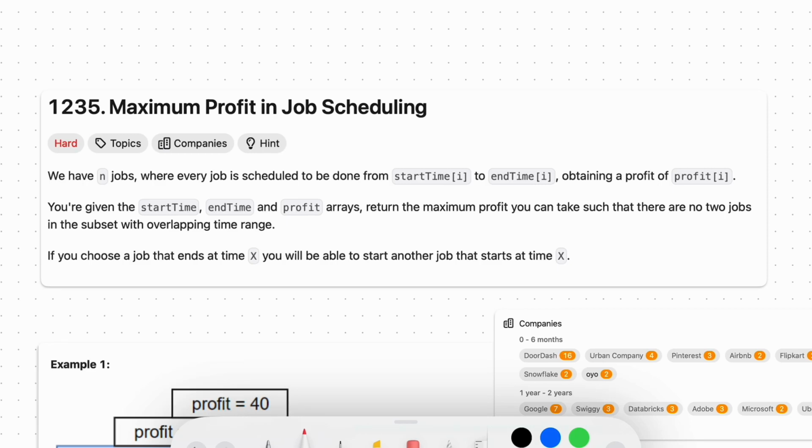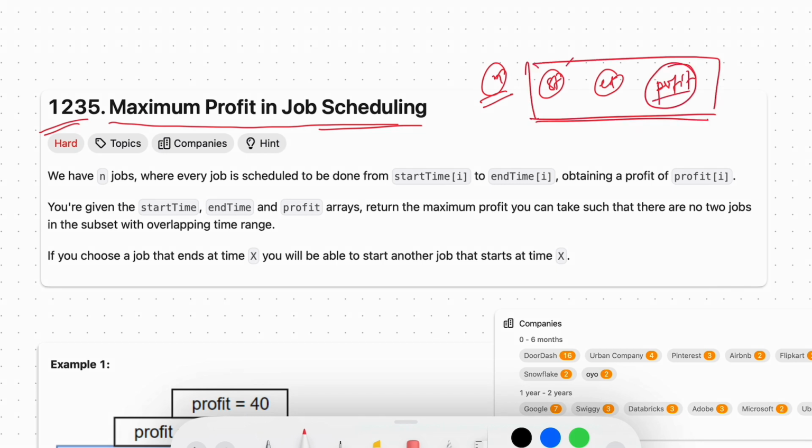Hey everyone, today we are going to solve LeetCode problem number 1235, Maximum Profit in Job Scheduling. In this problem, we are given n jobs, and we are given the start time, end time, and the profit associated with each job. We have to choose a subset of these n jobs, let's say m jobs, such that the overall profit is maximized and no two jobs are overlapping.